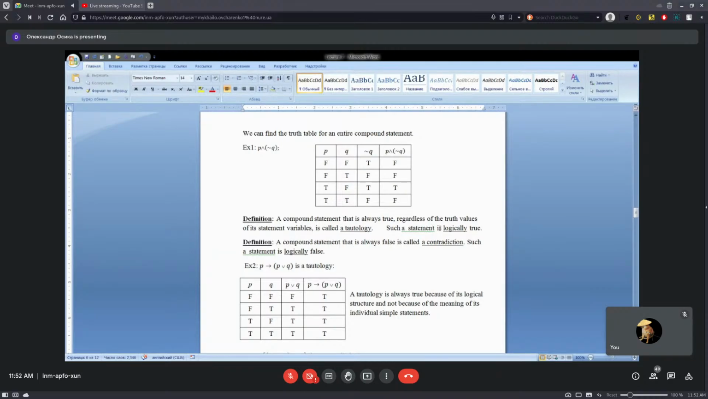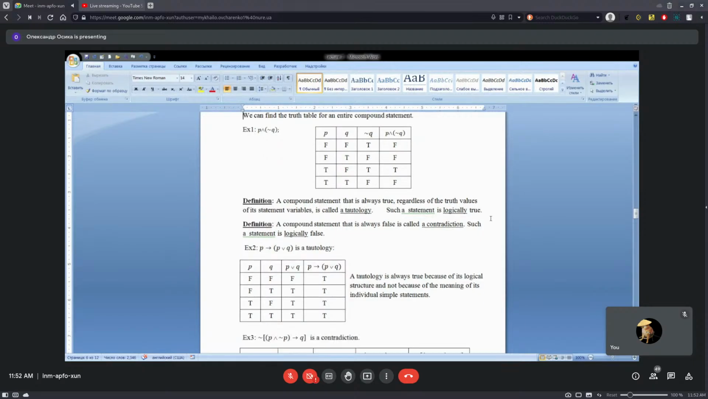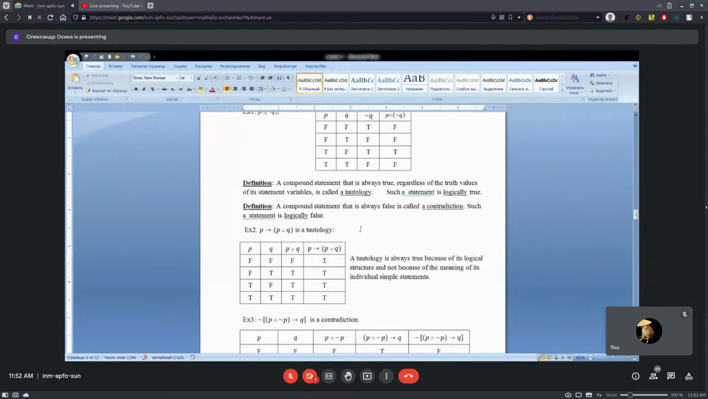Such a statement is logically true because of its pattern. So a tautology is always true for any interpretation of the formula. A definition: a compound statement that is always false is called a contradiction. Such a statement is logically false.